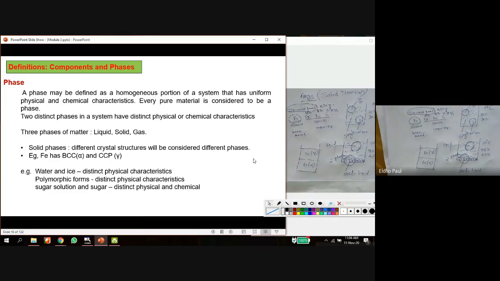We already discussed in the first module polymorphism and allotropism. What is polymorphism? A material can exist in more than one crystal structure. So here we can see iron can exist in BCC as well as FCC crystal structure, or we can say this is a polymorphic structure. So this is not a single phase; both are distinct phases.